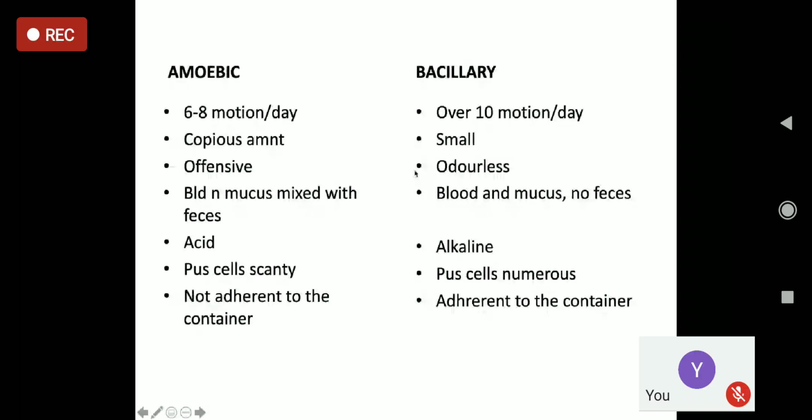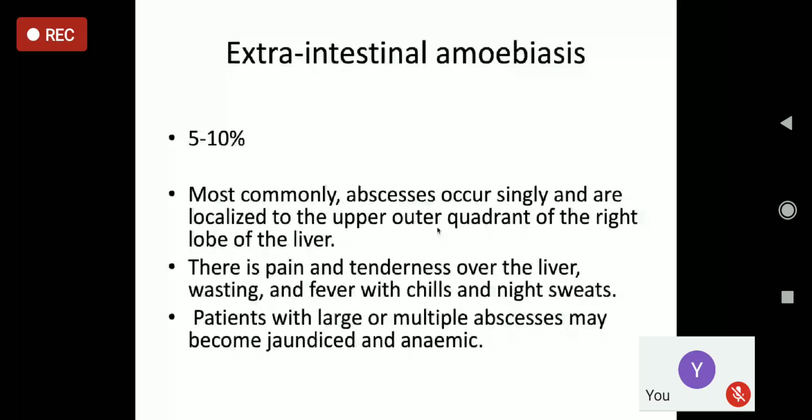Blood and mucus mixed stool, such features can be seen in bacillary dysentery, but due to the excessive number of stools passed, or the diarrheic stool, the fecal material may not be seen in bacillary dysentery. pH is acidic in amoebic, pH is alkaline in bacillary. Pus cells will be scanty in this case, but numerous in this case. These are the basic differences between amoebic and bacillary dysentery that we must know. Okay, so this is regarding the intestinal amoebiasis that I have described.